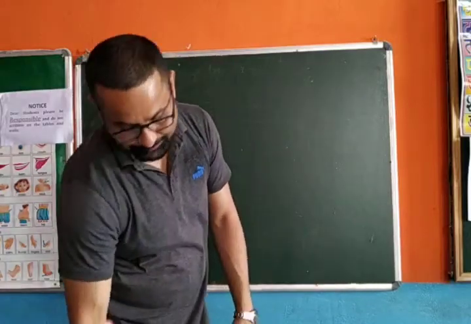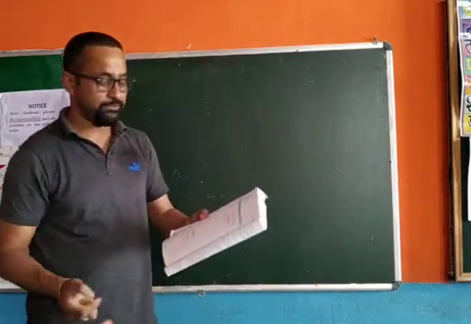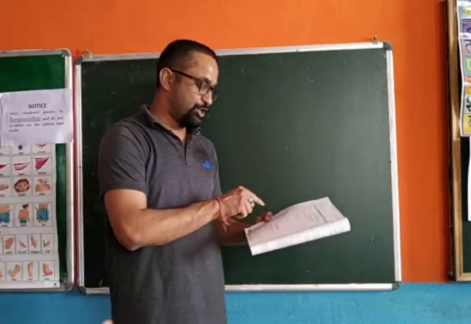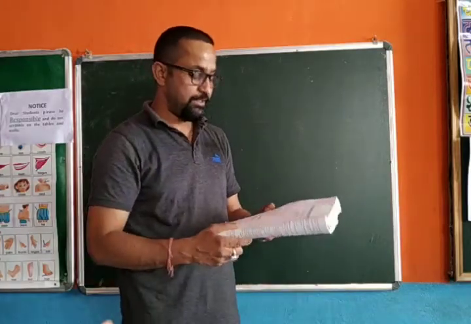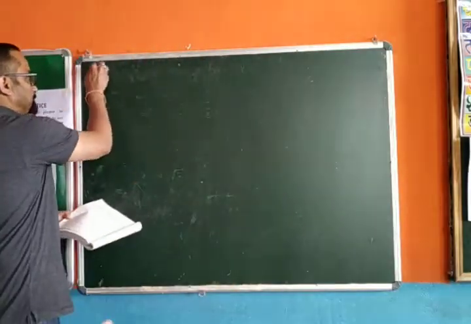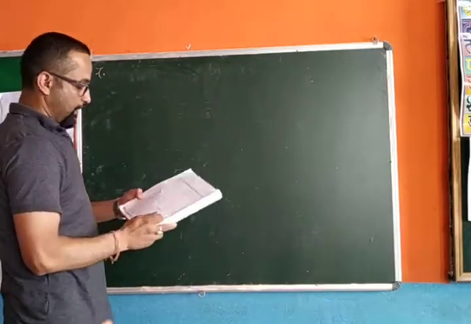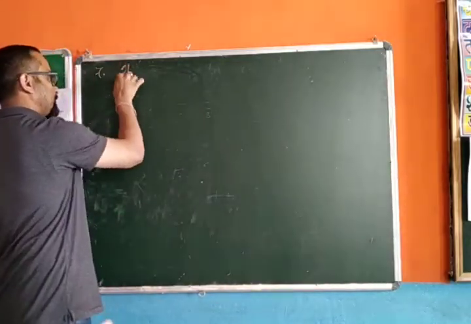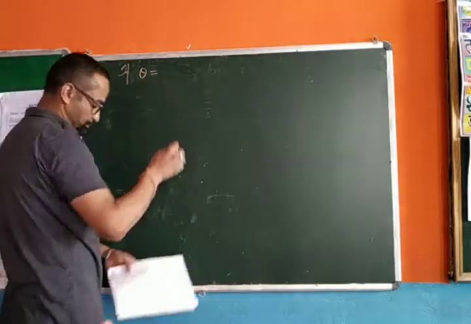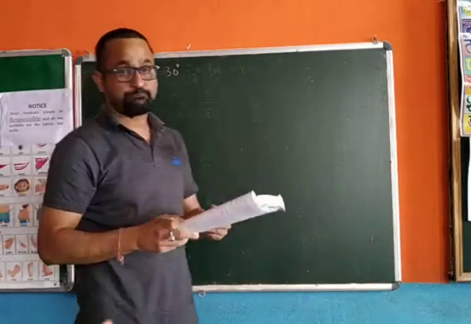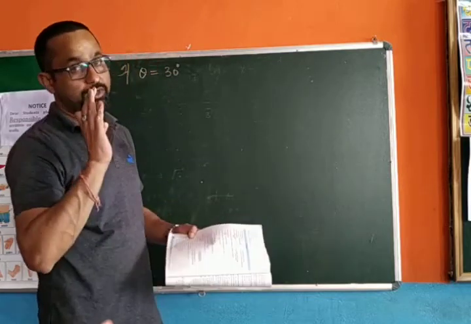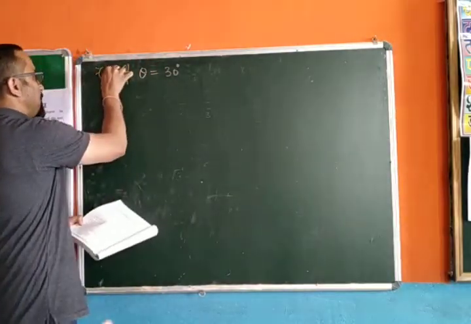Question number 5-2 is similar. Question number 6 is similar. You just need to substitute the value and simplify it. Look at question number 7. It says that if theta equal to 30 degree, verify. So I'm not doing question number 1, I'll not do question number 2, I'll do question number 3, 7 part 3.